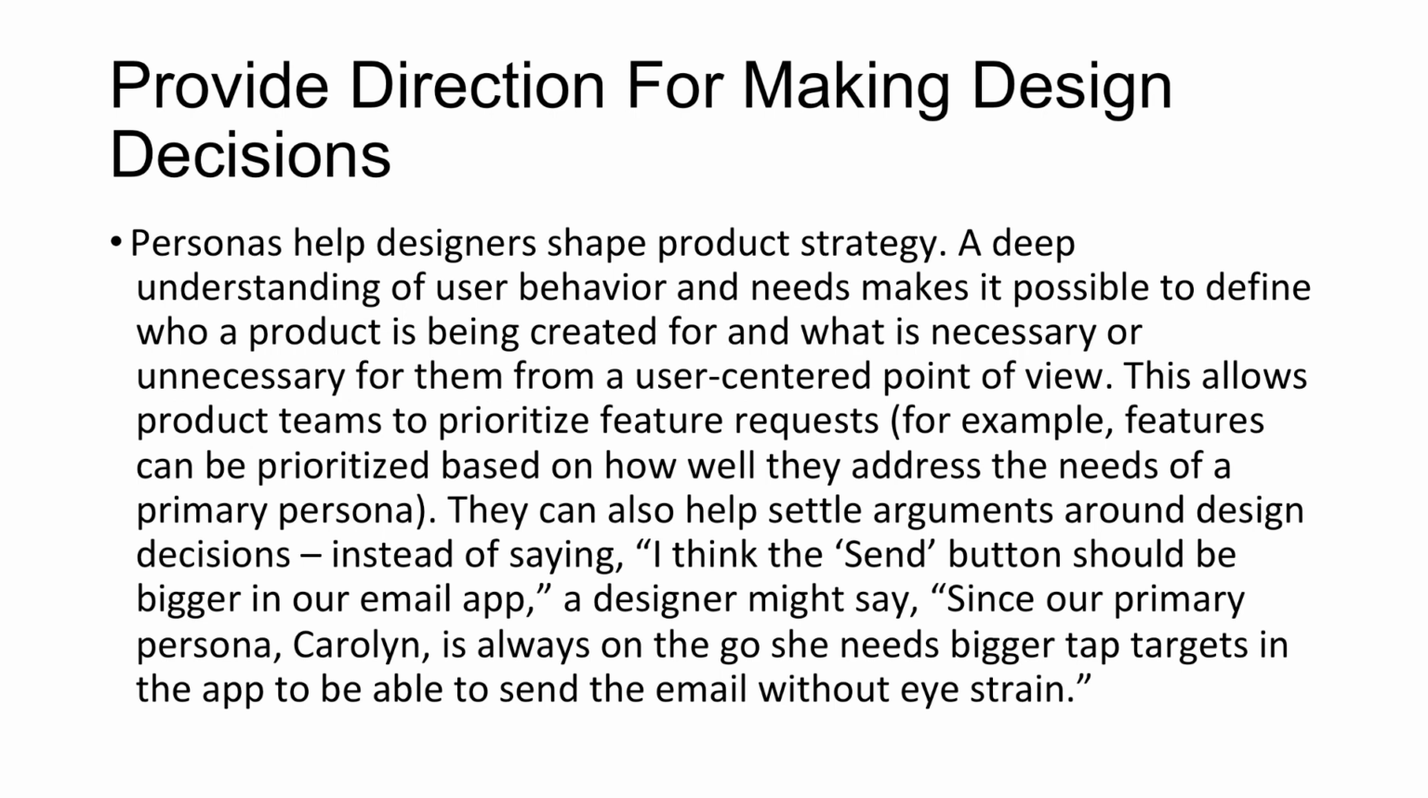It also helps to provide direction for making design decisions. So rather than saying, "Hey, listen, we do it because I think it looks good, my design looks good, therefore it wins," you're actually saying, "Well, this is helping the user." So instead of saying, "I think the send button should be bigger," it says, "Since our primary persona, Carolyn, is always on the go, she needs bigger tap targets in the app to be able to send an email without eye strain." So if you're thinking about what your user needs: is my user using this on the phone all the time? Is my user older? Is my user younger? How can I make design decisions that help them?